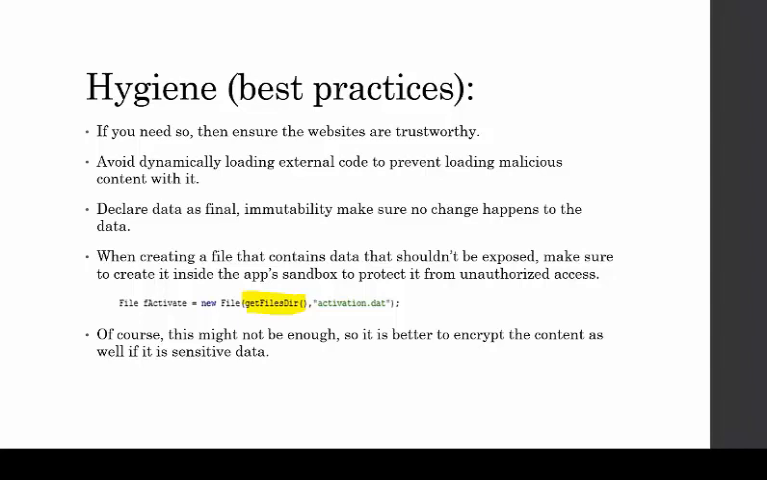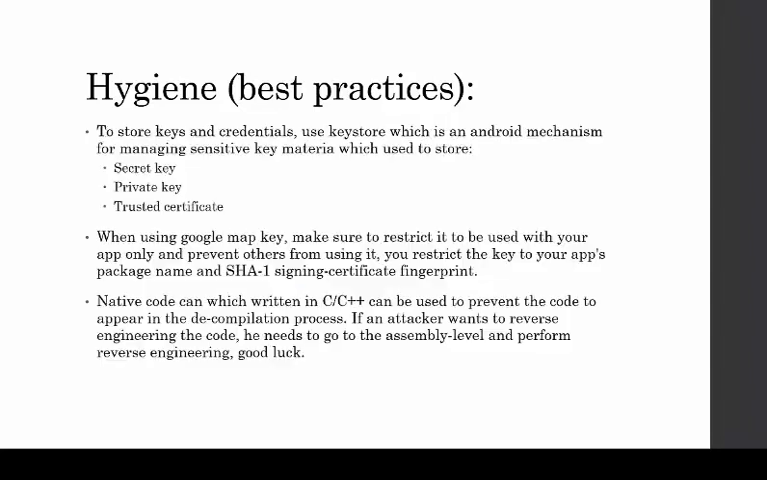So getFilesDir is the app sandbox path in the mobile application. Of course, this might not be enough, so it is better to encrypt the content as well, if it is sensitive data. To store keys and credentials, use KeyStore, which is an Android mechanism for managing sensitive keys, which is used to store secret keys, private keys, and trusted certificates.